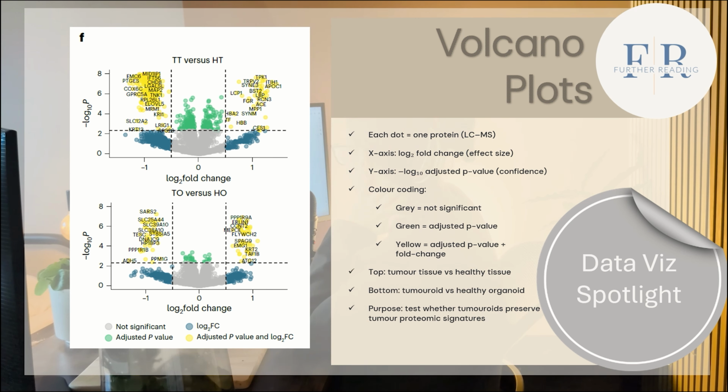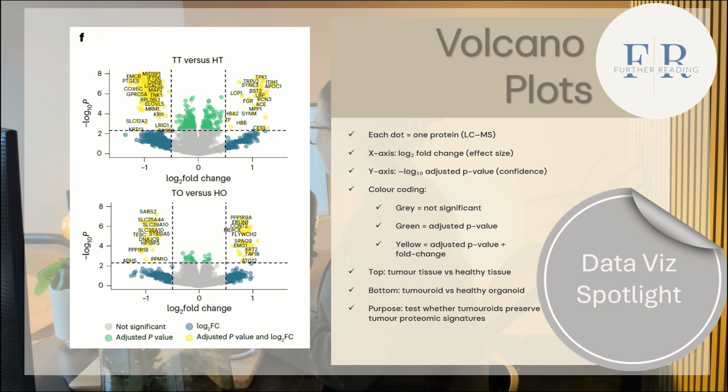The color coding here is important. Gray points are not significant. Green points pass the adjusted p-value threshold. Yellow points pass both the statistical threshold and a predefined fold change threshold. This tells us the authors are explicitly filtering for changes that are not just statistically detectable, but also biologically meaningful, at least according to the thresholds that they can set. And this is good standard practice.